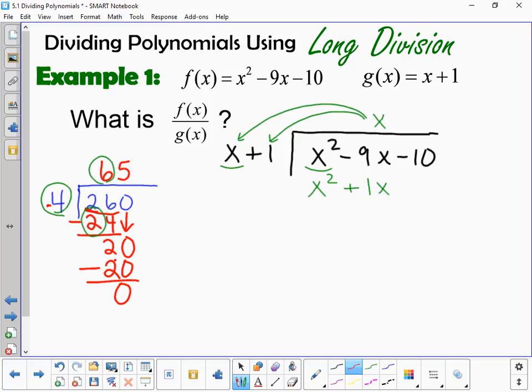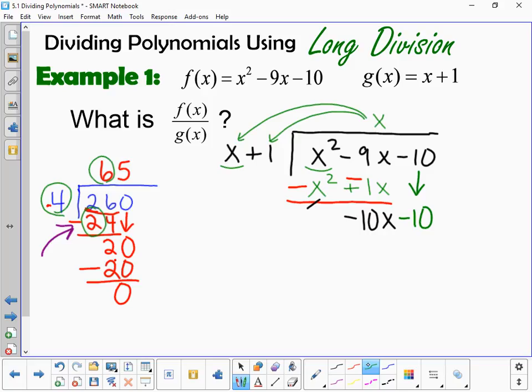And now, if you think about the next step on division with numbers, it's that you subtract. So we're going to subtract those two things. And when we do that, the x squared minus x squared reduces. There's nothing there. And we have a negative 9x minus 1x, and that's a negative 10x. And just like with other types of division, like with numbers, we'll bring down that next part. So now I have a negative 10x minus 10.